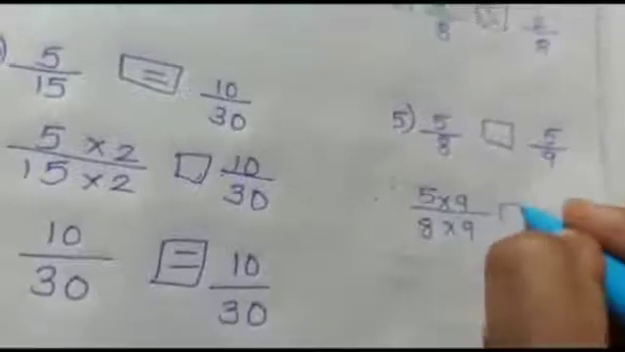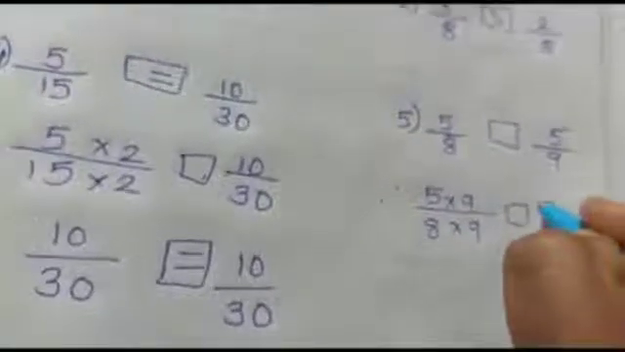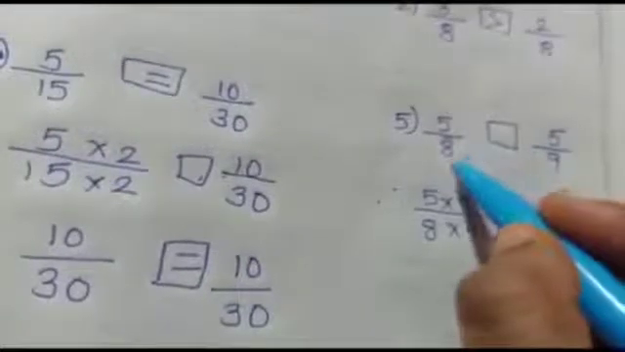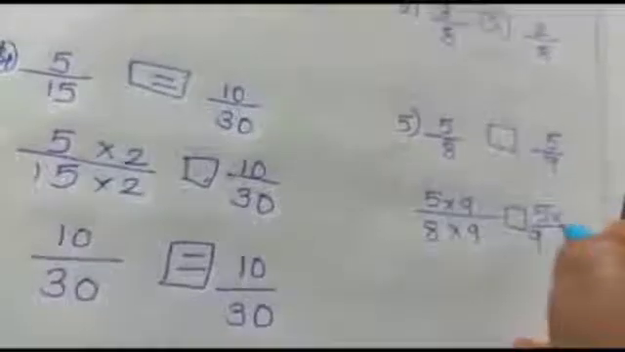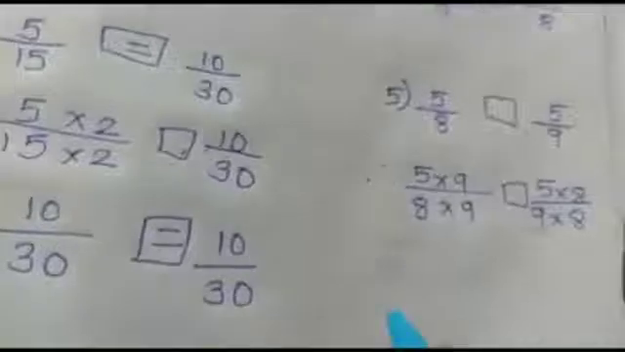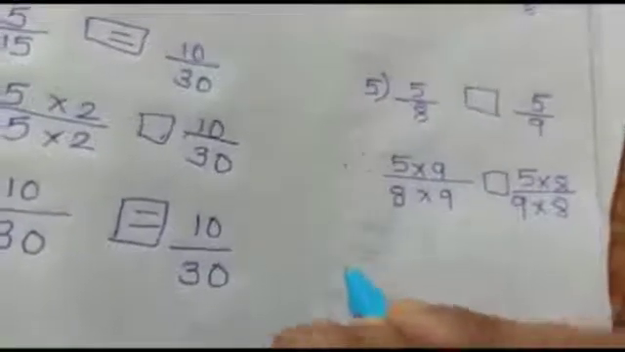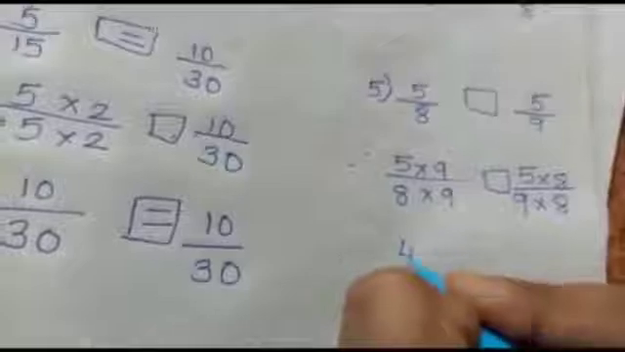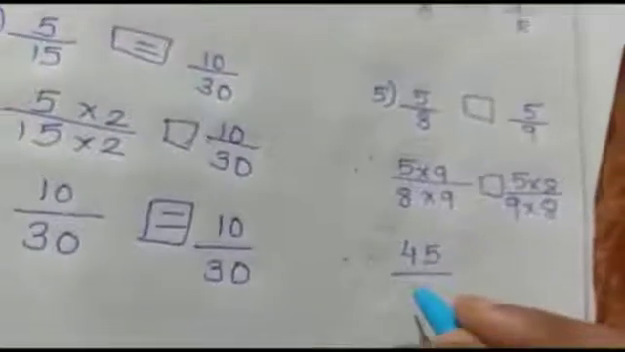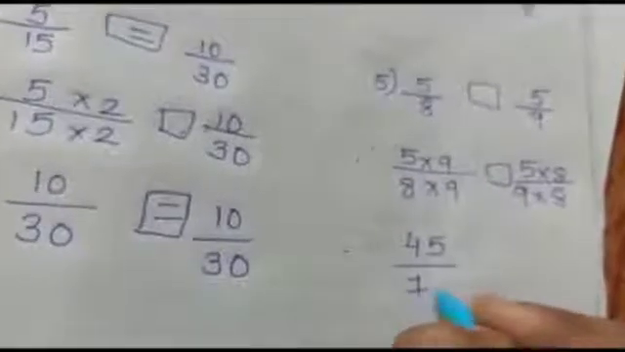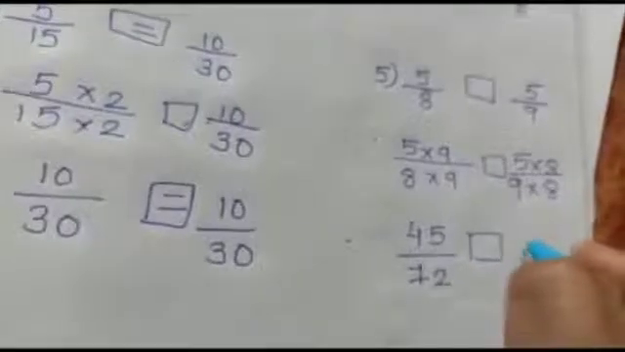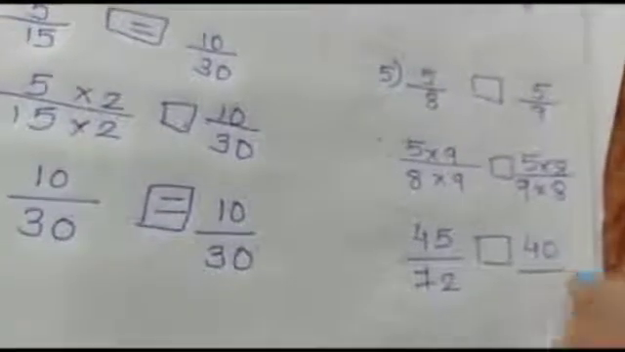Okay, here it will be box only, and then 5 upon 9, that you will multiply with this denominator, that is 5 multiplied by 8, 9 multiplied by 8. Okay students, next step is 5 nines are 45, 8 nines are 72. Okay, here 5 eights are 40, 9 eights are 72.